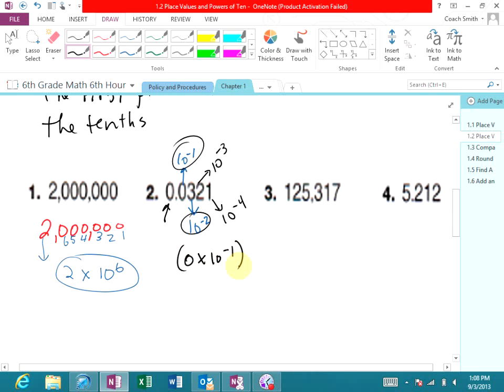Okay, then the next one we'd say plus 3 times, what's the next digit place value? I'm on the 3. Yeah, that's right. 3 times what? 10. There you go. 10 to the negative what?